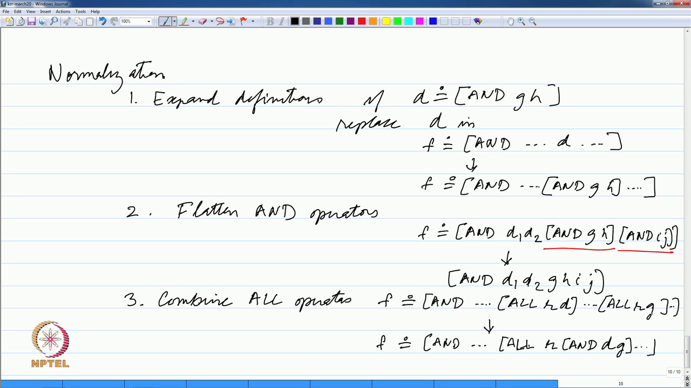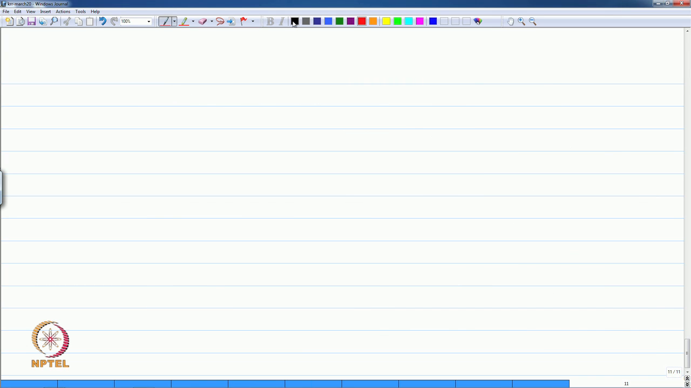So, basically there is only one occurrence of all R of some concept class, and you have combined those concept classes of D and G into this whole thing here. They were occurring in separate AND statements, so now they are occurring in one common AND statement.